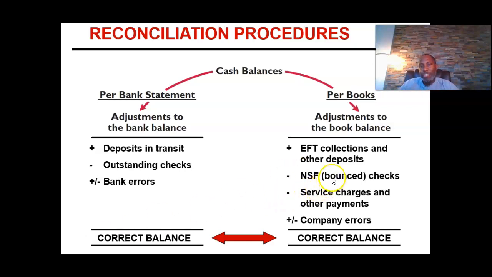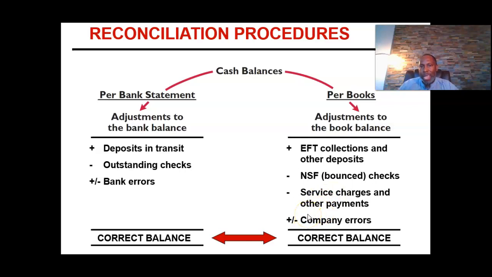If there were bounced checks that did not clear, we're going to receive a note from the bank saying that check number 1054 for this amount did not clear, and we're going to make the adjustment to our cash ledger account. Any type of service charge charged by the bank, or there could be a fee because we ordered some more checks, any type of service charge or other payments that we have been charged on our bank statement, we want to record these transactions to our cash ledger account.